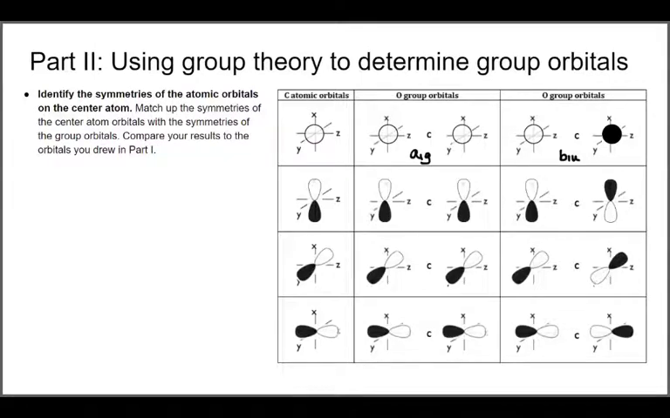For the group of 2px orbitals, we have a B2G and a B3U. And we can kind of do the same thing. We see that this first combination must be the U combination because it's ungerade, it's not symmetrical with respect to inversion. And the other one is B2G.